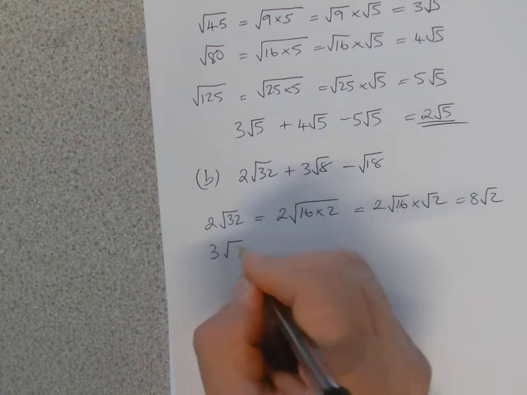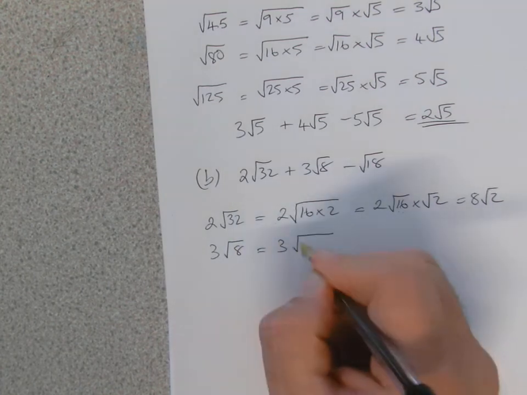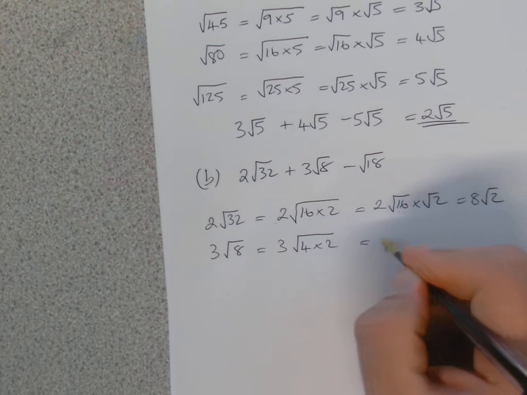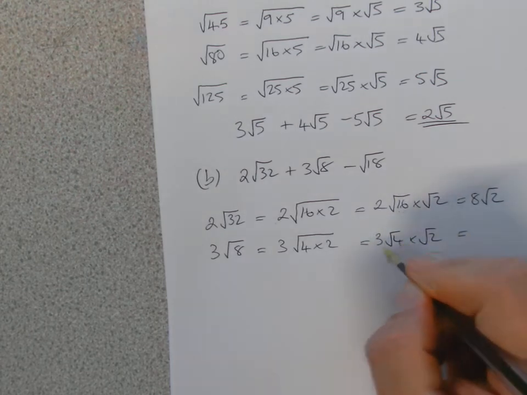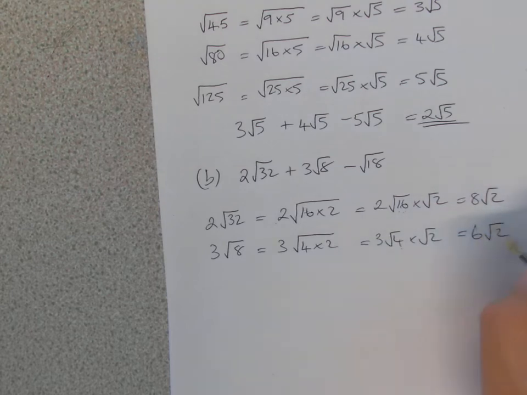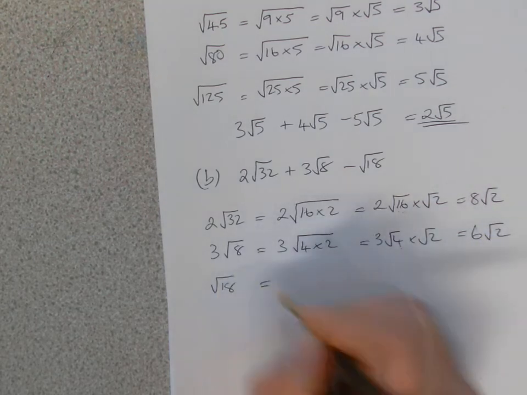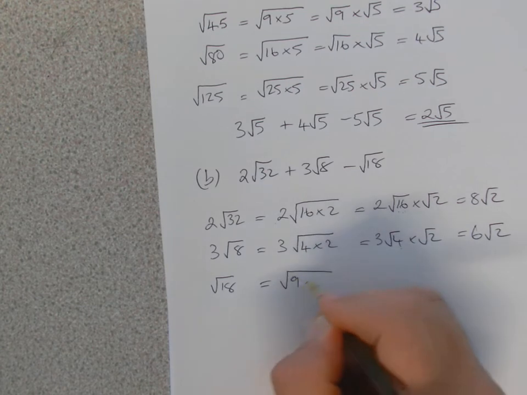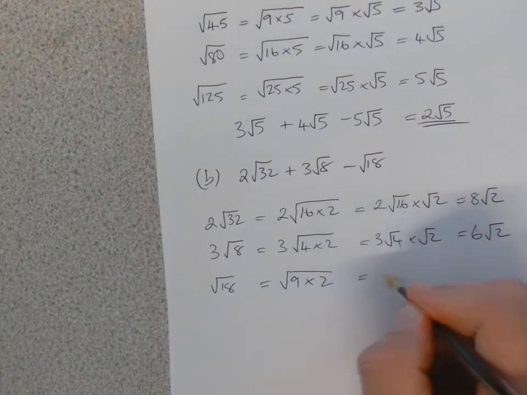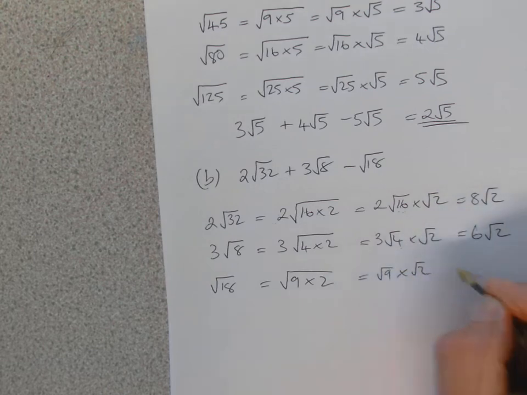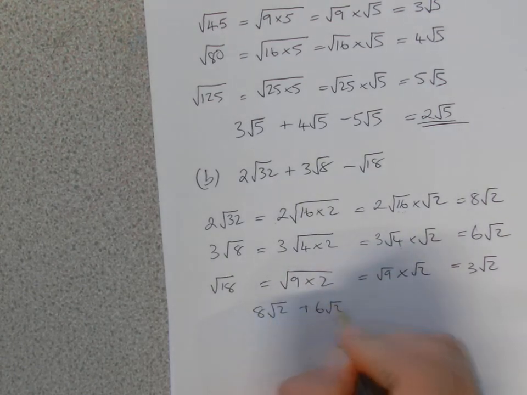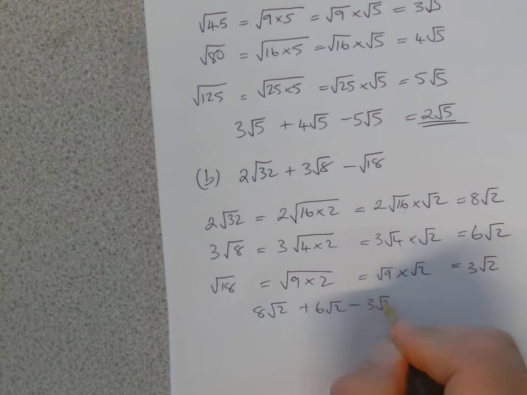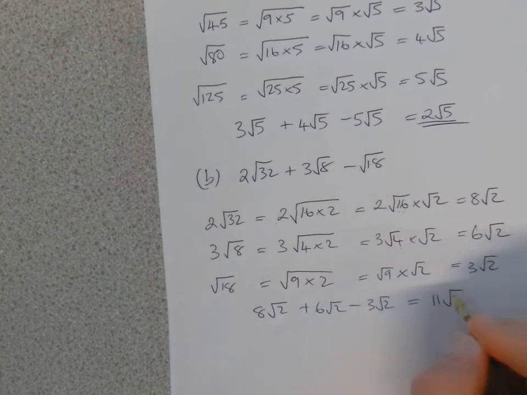3 root 8, well, root 8 is 4 times 2, so that will be root 4 times root 2, and of course root 4 is just 2, so we get 3 times 2 is 6 root 2. And then root 18, of course root 18 is 9 times 2, isn't it? That will work there, so that will become root 9 times root 2, which is 3 root 2. Okay, so putting all of that in, you end up having 8 root 2 plus 6 root 2, take away 3 root 2. Okay, that comes to 11 root 2.